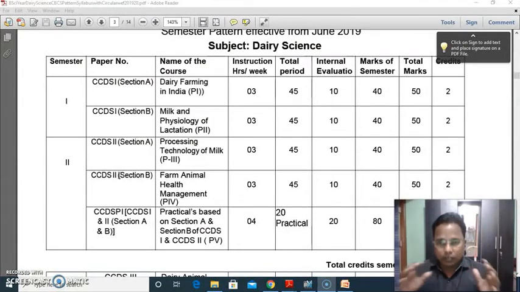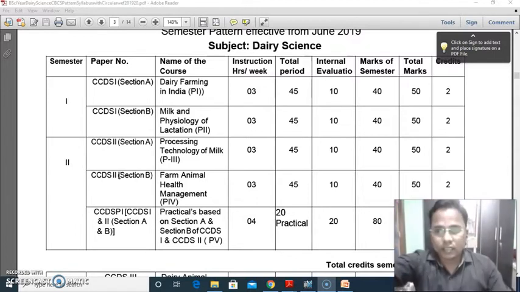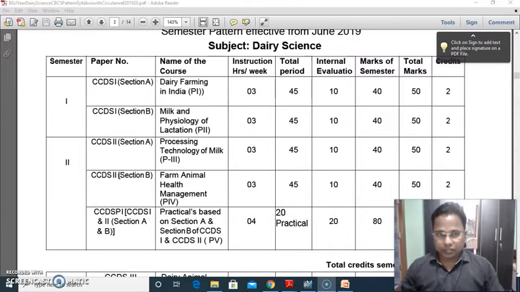So in this lecture we are going to see in detail the syllabus of this year. In this semester we are going to study two different papers. Paper number 1, that is dairy farming in India, and paper number 2, milk and physiology of lactation. So these two papers for this semester, and for the second semester we are going to study the processing technology of milk and farm animal health management, and these two papers will be studied after the vacation.